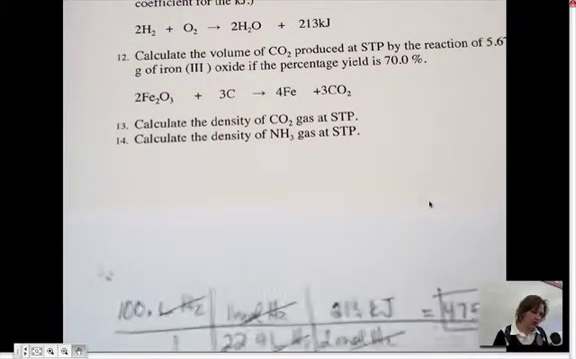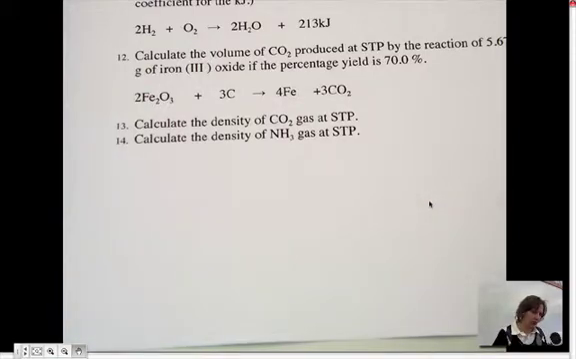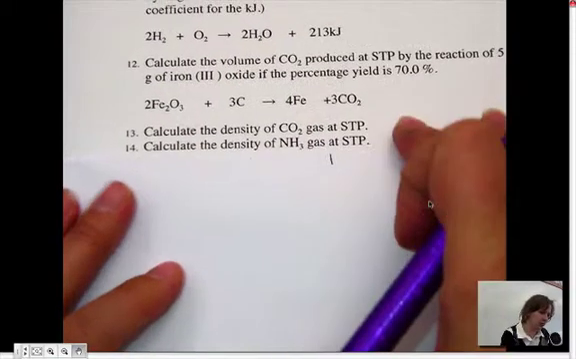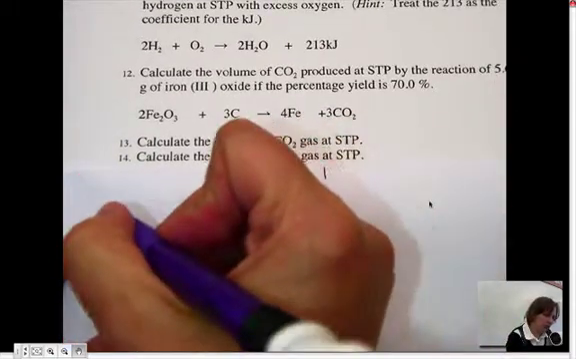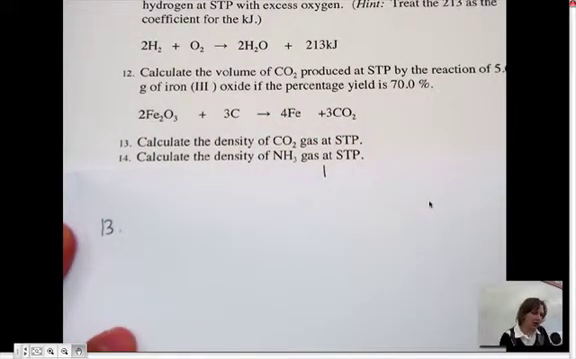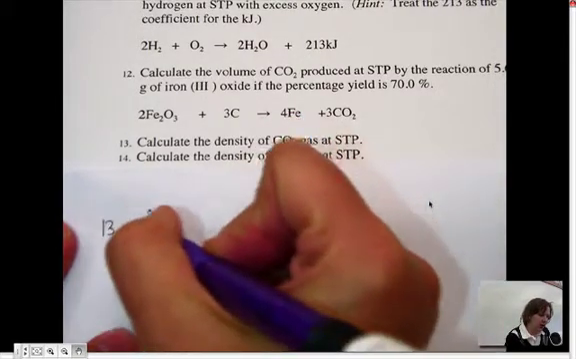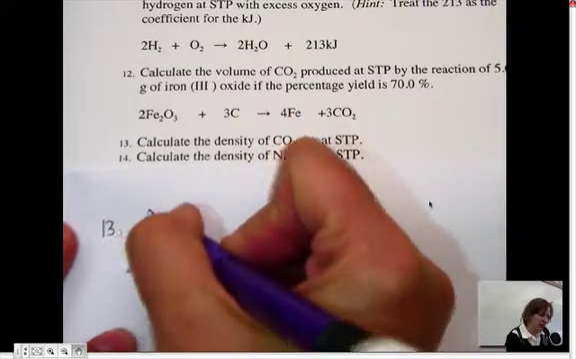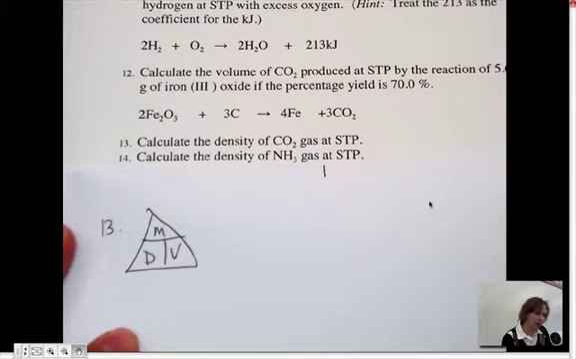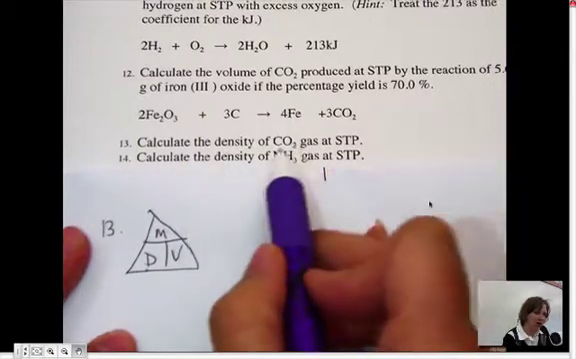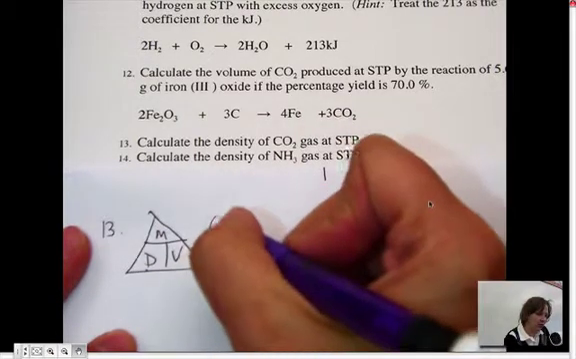And let's do one more. Let's skip down and do number 13. For number 13, we're looking for density of carbon dioxide at STP. Remember, density, mass over volume, DMV triangle. We're looking for density, so it's mass over volume. But we don't have any numbers in there, so what are we going to do?